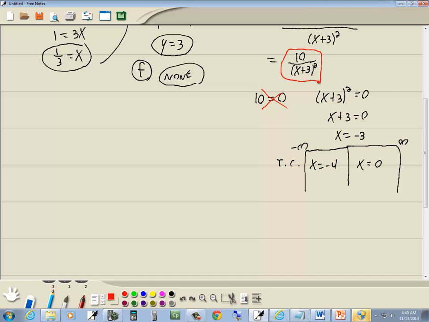This one is super easy. We don't have to do any work at all. 10 is positive. X plus 3 to the second power, whenever you square something, it's always positive. Positive over positive is positive. So this is increasing here, increasing here. So this is increasing from negative infinity to negative 3, and it's increasing from negative 3 to positive infinity.